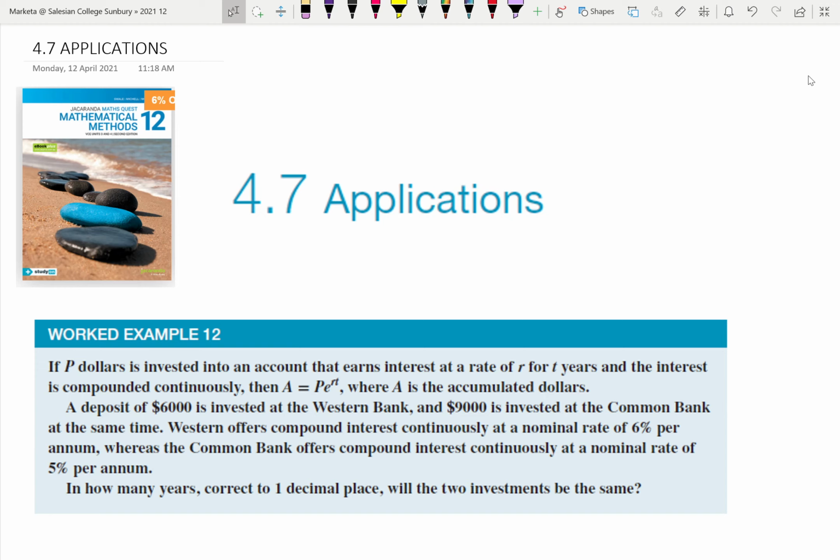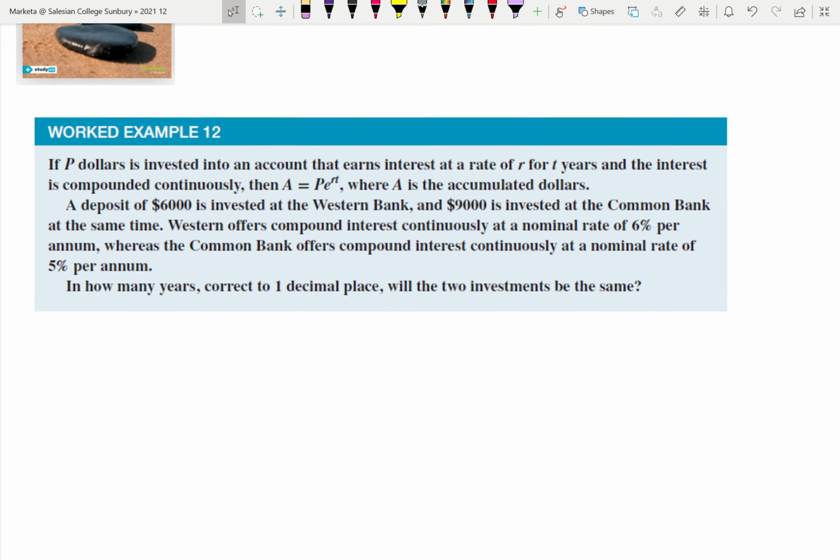Hi everyone, today I'm going to be doing the worked example application questions from 4.7 of your Year 12 Jacplus textbook. So I think there's two of them and I haven't done these yet, so I'm looking forward.